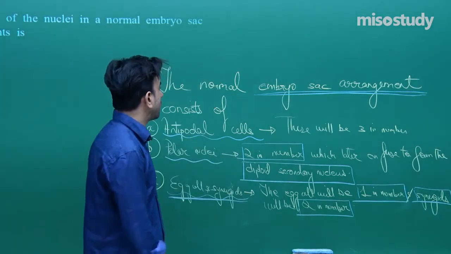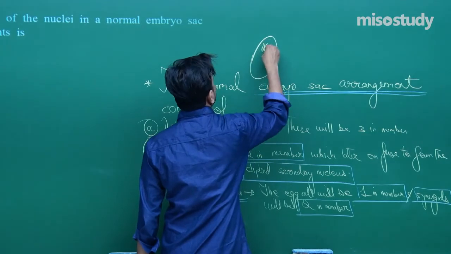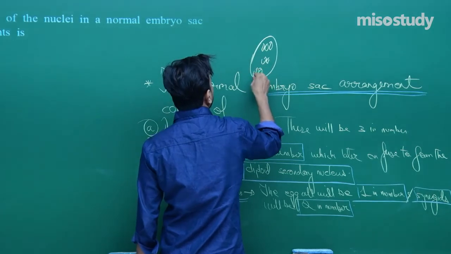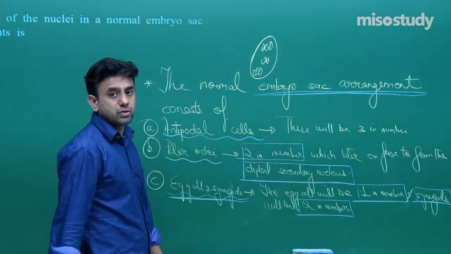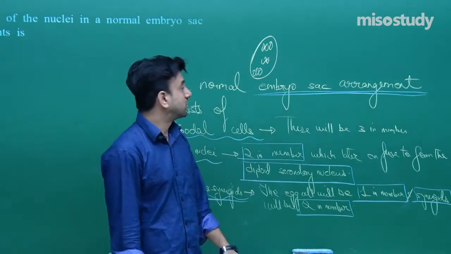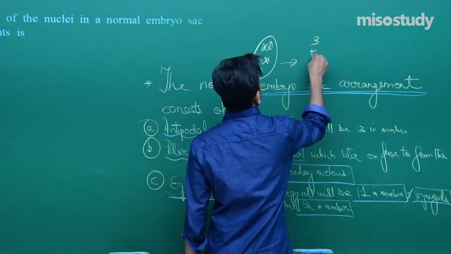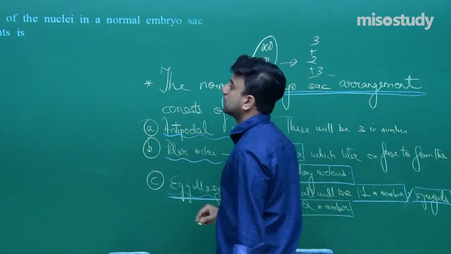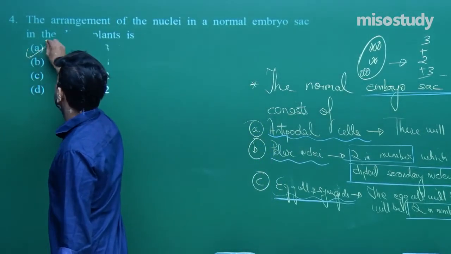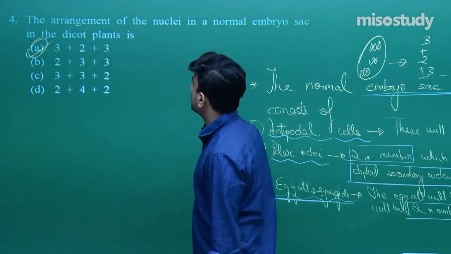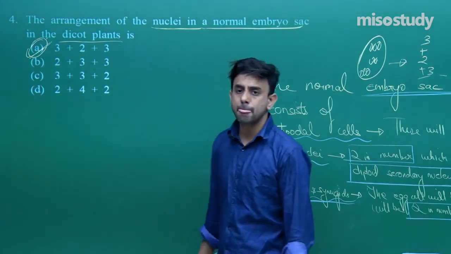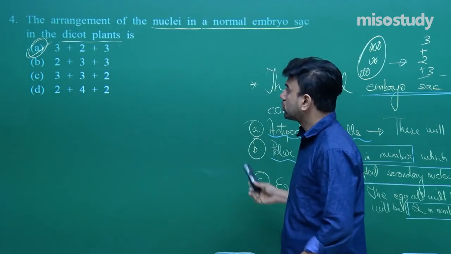So once again the same embryo sac diagram, I will draw 3 antipodal cells, this is diploid, the 2 polar nuclei, and 1 egg cell and the 2 synergids. So 3 plus 2 plus 3, hence my option for this will be 3 plus 2 plus 3. The arrangement of the nuclei in a normal embryo sac in the dicot plants is this. Let us move on to the next question.